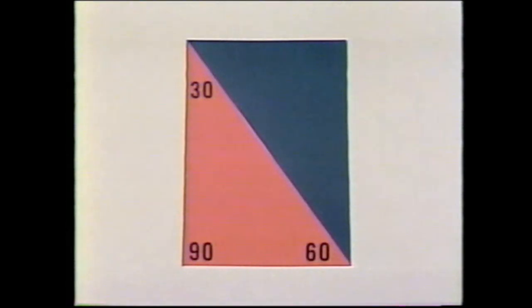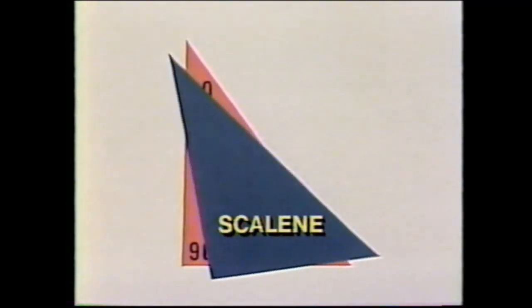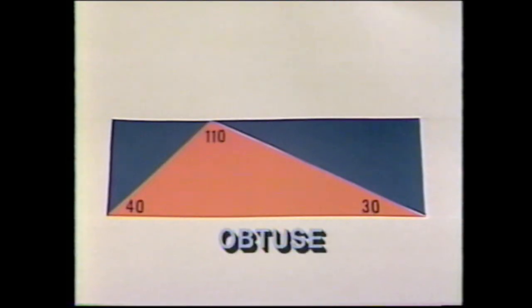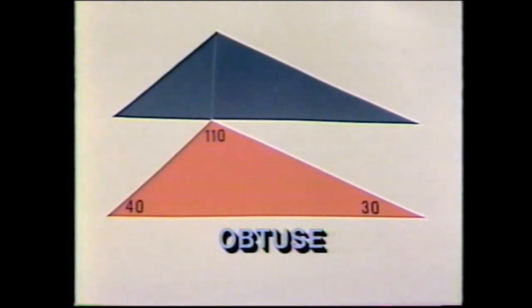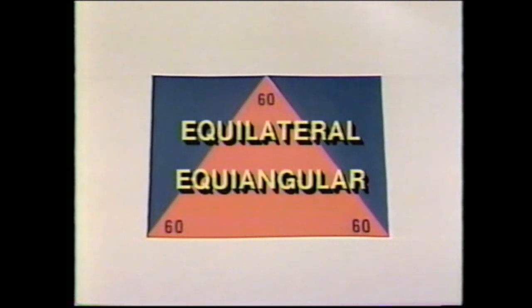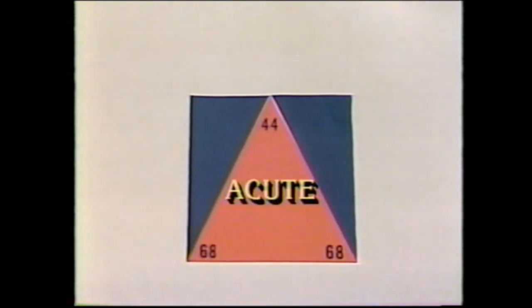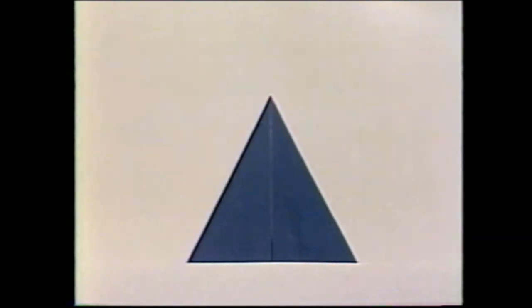The formula will also work for calculating the area of a scalene triangle, in which none of the sides are of equal length. An obtuse triangle is one in which one of the angles is greater than 90 degrees. A triangle in which all of the sides are equal and all of the angles are equal is called an equilateral or equiangular triangle. An acute triangle is one in which all of the angles are less than 90 degrees.